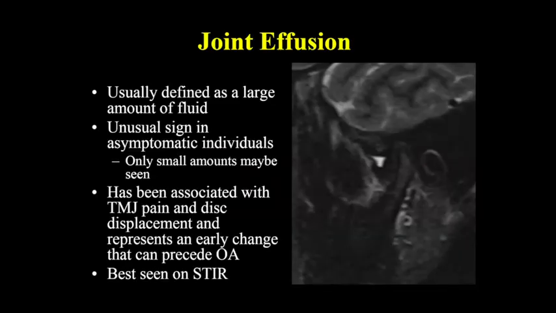Joint effusion, usually defined as a large amount of fluid, is an unusual sign in asymptomatic individuals. Only small amounts may be seen. It has been associated with TMJ pain and disc displacement and represents an early change that can precede osteoarthritis. This is best seen on the STIR images.